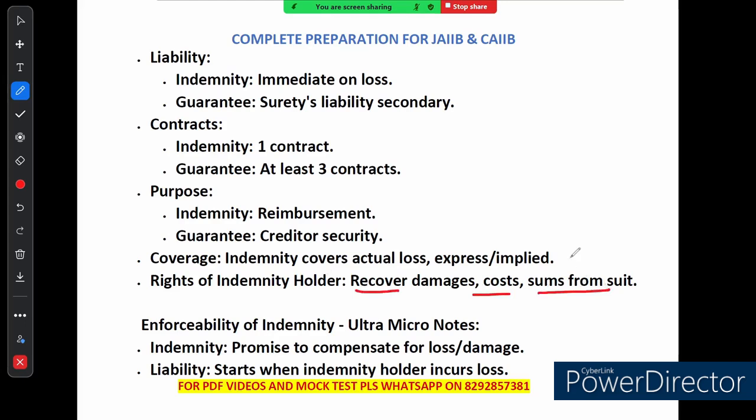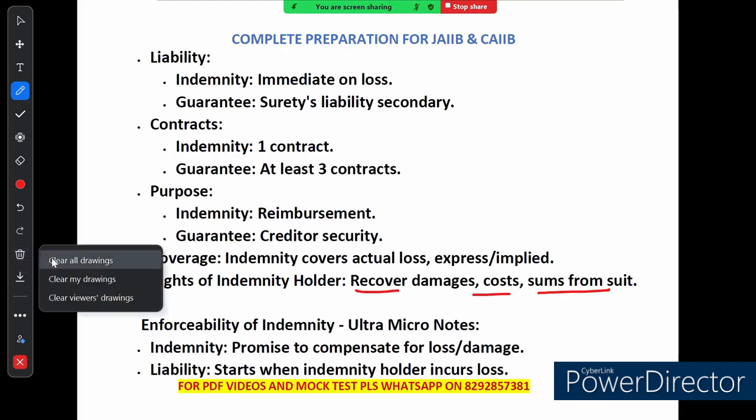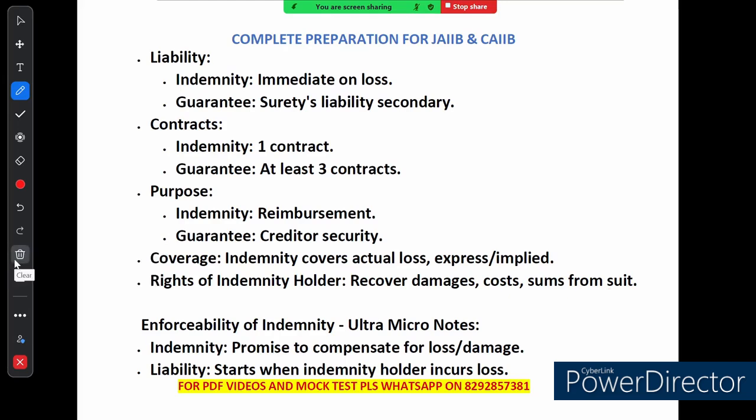So now let's talk about the enforceability of indemnity. We are talking about indemnity and how it works, especially in banking, in the most straightforward way possible. First, let's talk about the enforceability of indemnity.